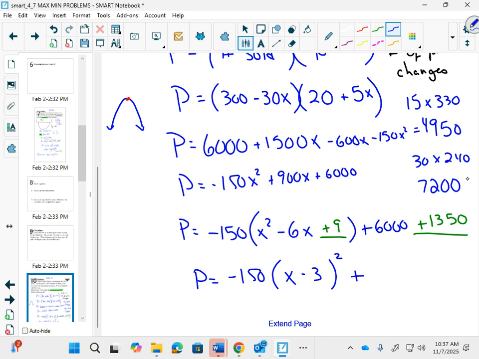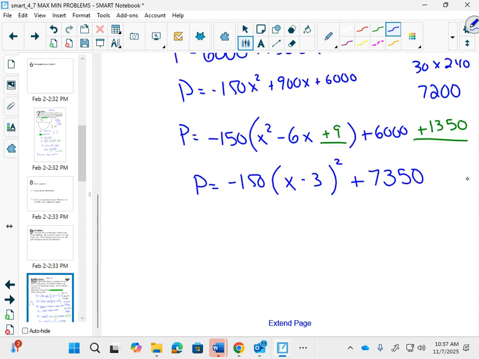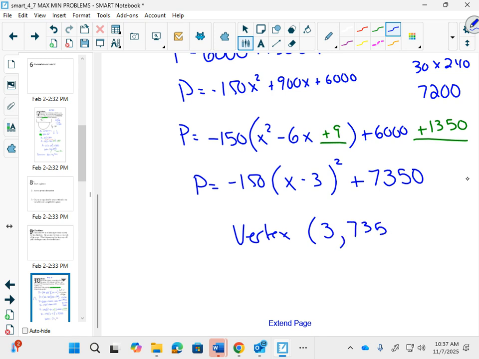Oh, Henry's run has come to an end. It was looking close. He was getting close. What is our vertex? Our vertex is 3, 7350. This is the x. This would be the max, in this case, profit.